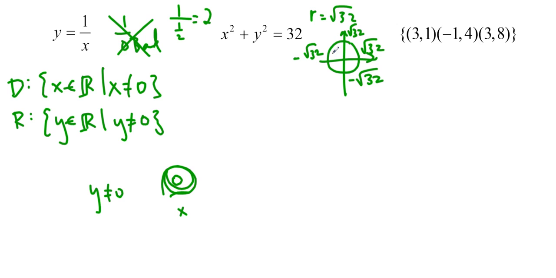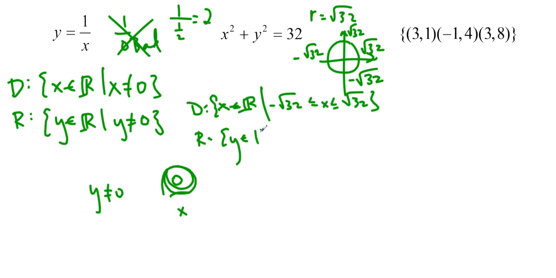So you can see it's all of the values, anything in between, so it's continuous. The domain is x in R such that negative root 32 is less than or equal to x is less than or equal to root 32, and the range is y in R such that negative root 32 is less than or equal to y is less than or equal to root 32. You'd only have a list if it was not continuous.